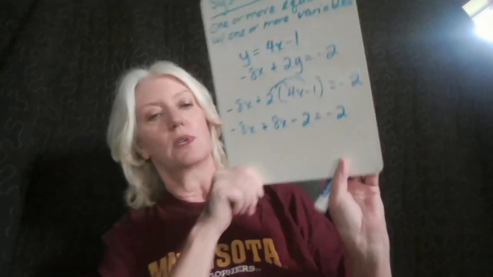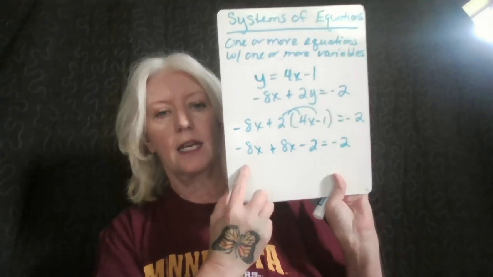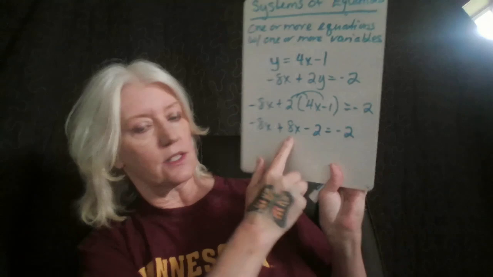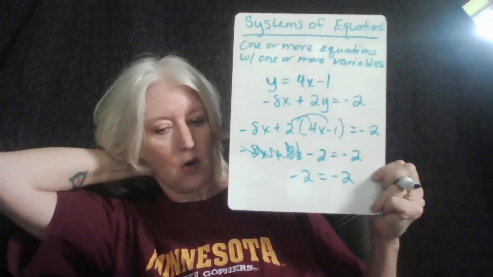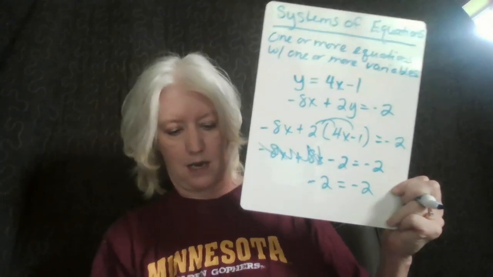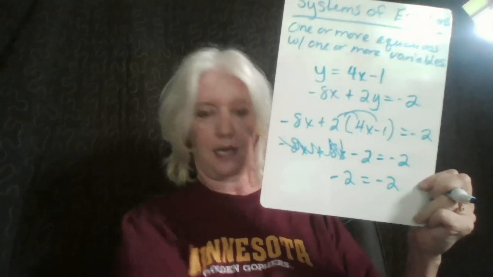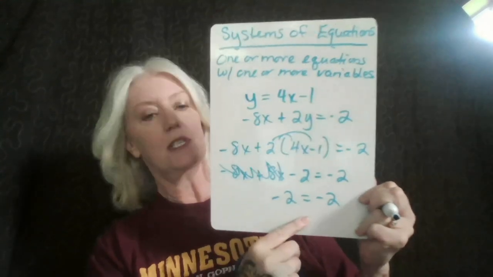Distribute and combine your like terms. Negative 8x plus 8x minus 2 equals negative 2 when I distributed. Now look at it, negative 8x and 8x are going to cancel out just like last time, but this time I end up with a statement that's true. Last time I ended up with a statement that was always false, so it meant that the lines never met. This time it's always true.